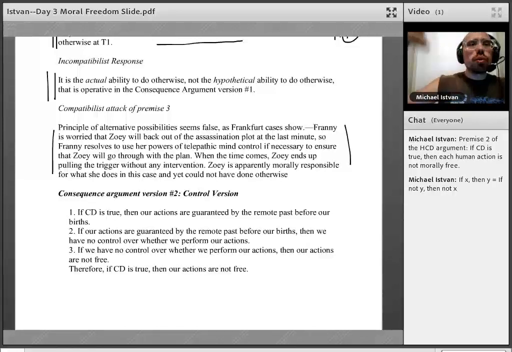But it is also seemingly true that Zoe could not have done otherwise at the time. She had no alternative possibilities but to do what she did, because if she was going to do otherwise, Franny would have zapped her. So she really had objectively no alternative possibilities but one, and yet she still acted freely. That's the idea. So this example apparently shows that the ability to do otherwise is not a necessary condition for free action, contrary to what premise 3 of the abilities version of the consequence argument is saying.